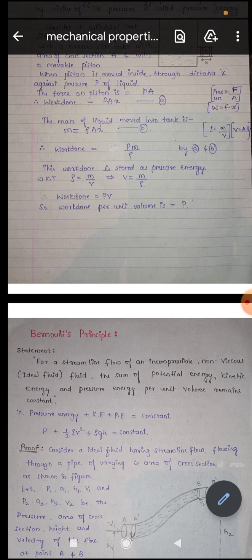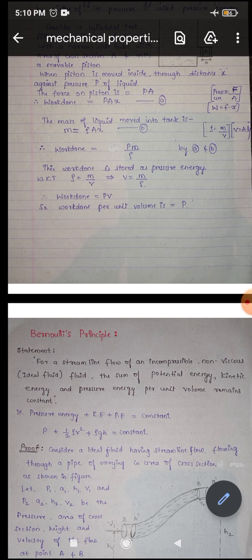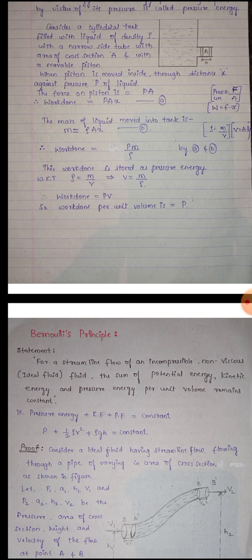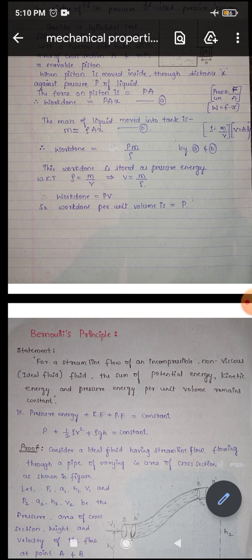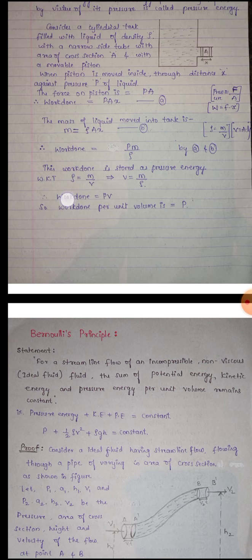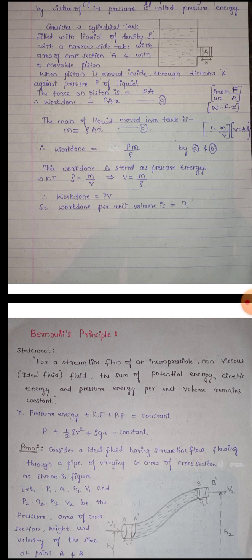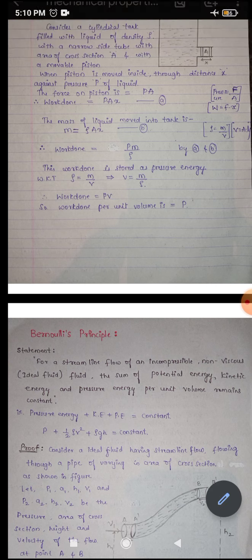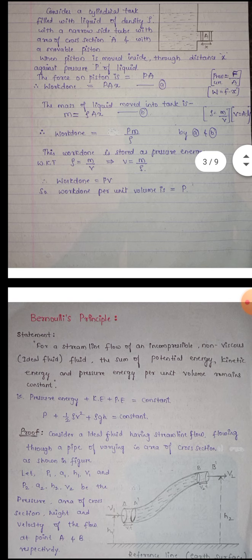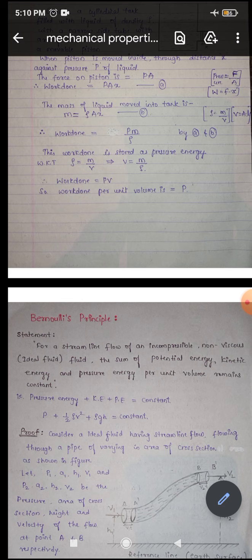And we can modify this equation also. We know that density is equal to m divided by V, that is mass divided by volume. So we will have the volume equal to mass divided by density. Here we have m divided by ρ, which will be replaced by the volume. So work done will be equal to P into V, where P is the pressure and V is the volume of the liquid. So this is the work done, or the pressure energy of the liquid.